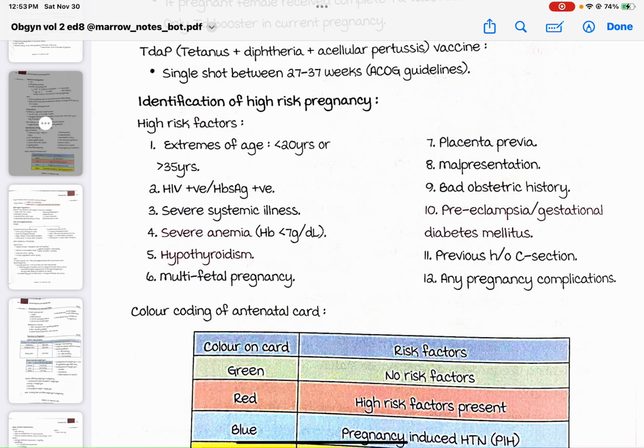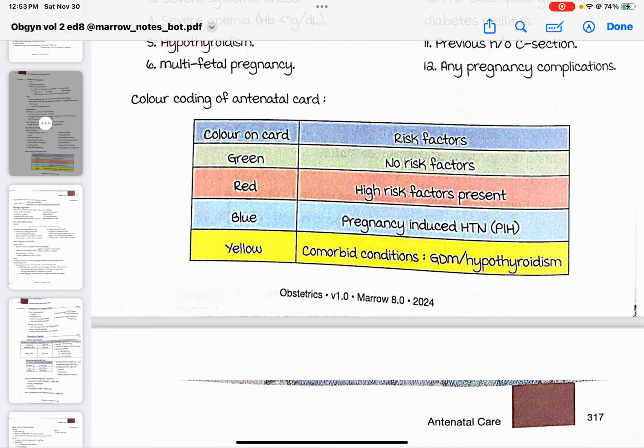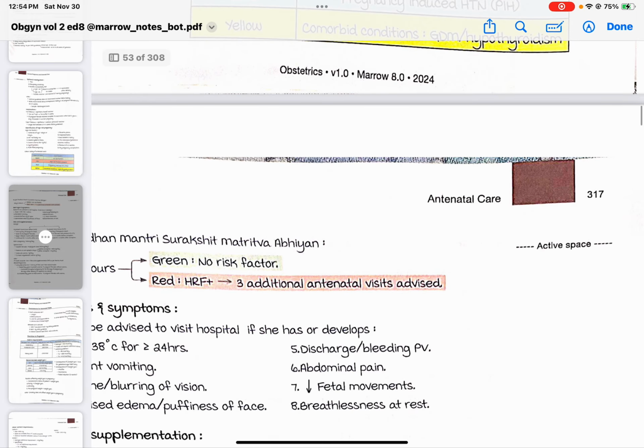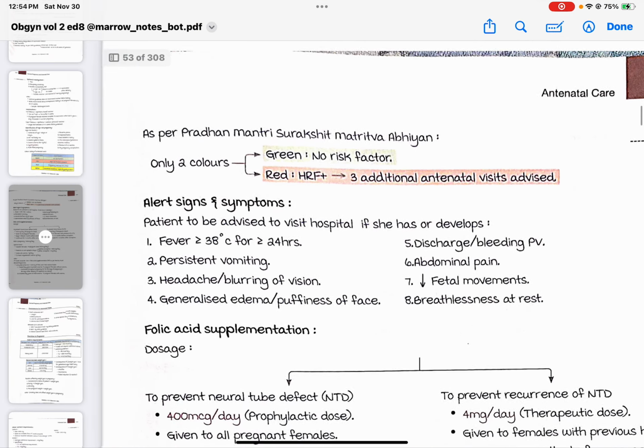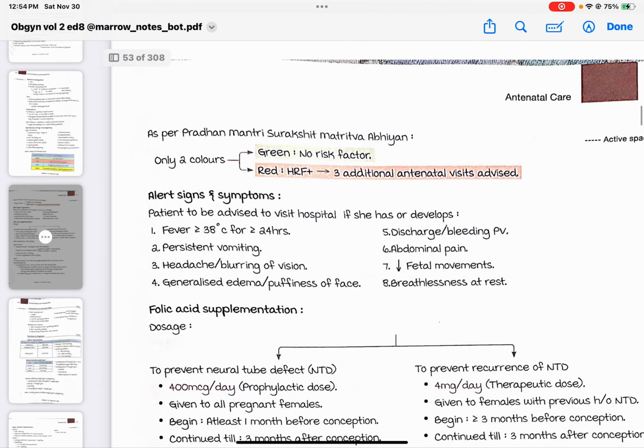Color coding of antenatal card. Color on card and risk factors: green, no risk factors; red, high risk; blue, pregnancy induced hypertension; yellow, comorbid conditions. Green and red are very easy to remember, but this is new. Blue is hypertension and yellow is comorbidity, maybe DM. As per Pradhan Mantri Surakshit Matritva Abhiyan, only two colors: green, no risk factors, and red, high risk factors. High risk pregnancies have 3 additional antenatal visits advised.